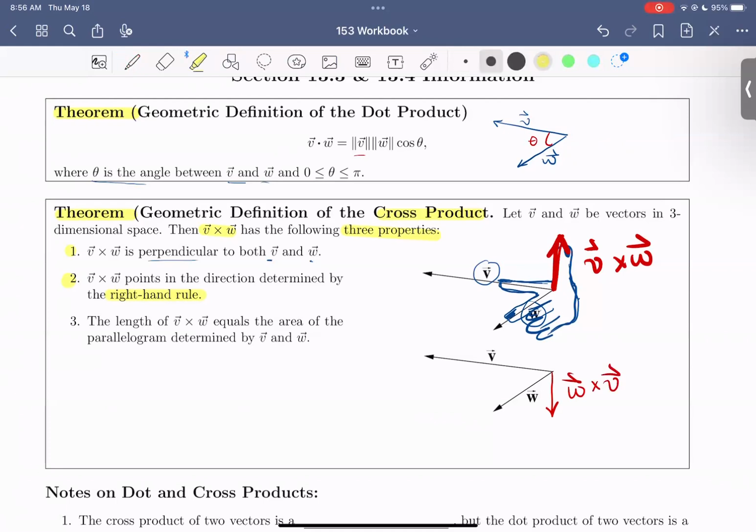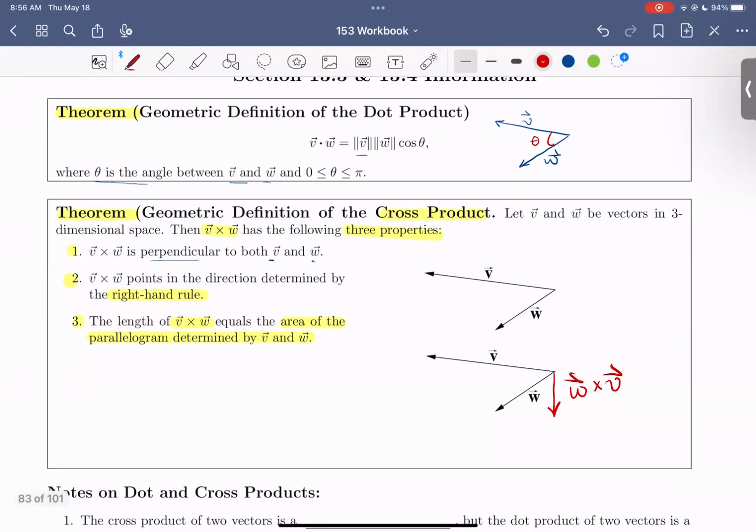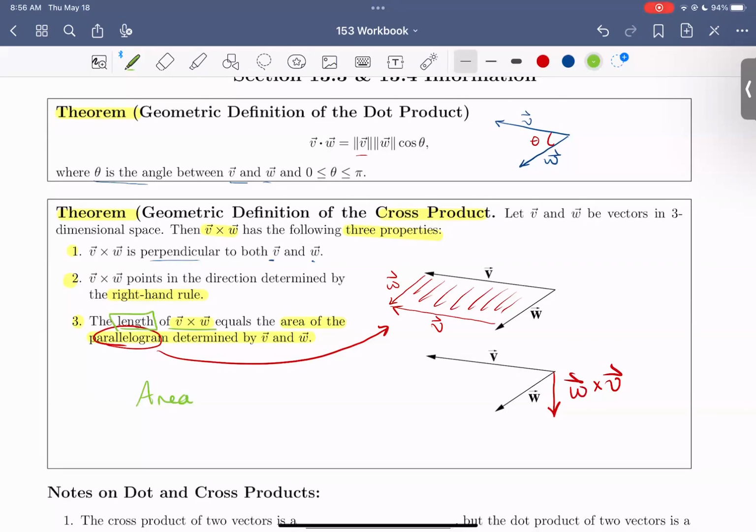The third property is that the length of v cross w equals the area of the parallelogram determined by our vectors v and w. What does that mean? How do we see a parallelogram with v and w? Well, v and w can form two sides of a parallelogram. If we extend v with another copy of w, and then another copy of v here, we form a parallelogram. That area is equal to the length of v cross w. So the area is equal to the magnitude of v cross w.